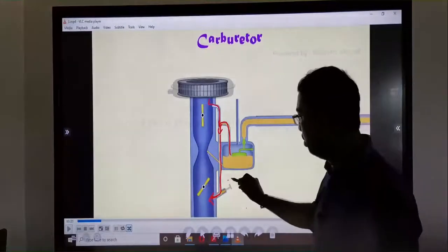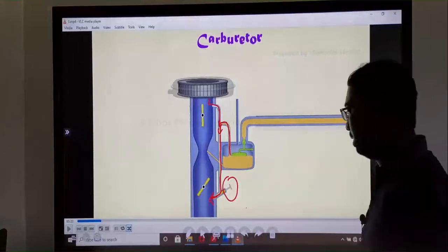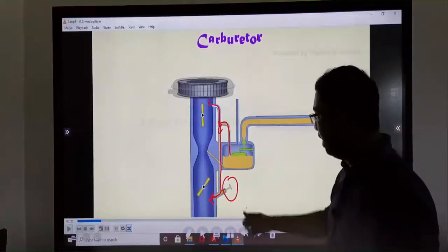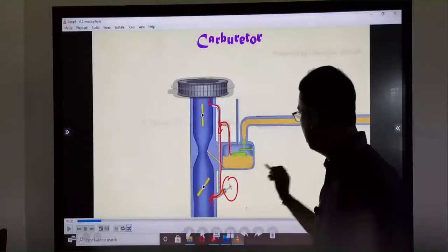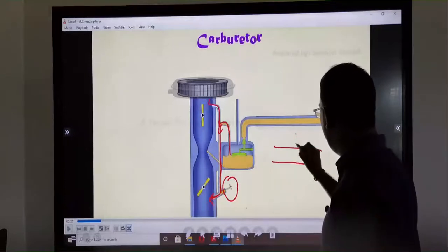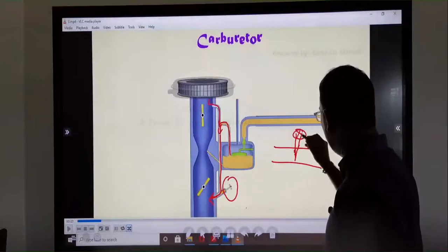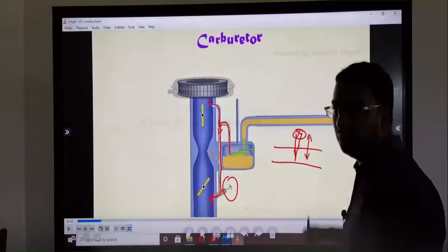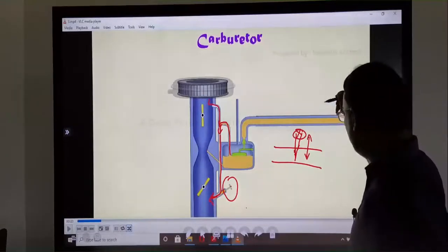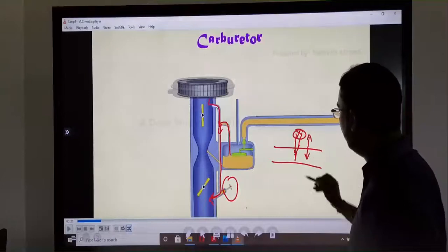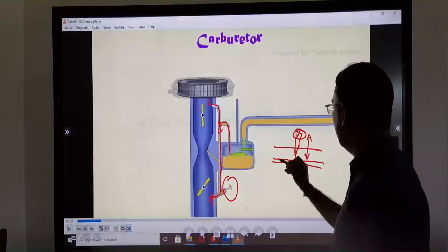There is a screw here. We call this the idle screw. We can see it on bikes and automotive vehicles. We can adjust the air mixture here. There is a needle on a rotating screw. We can adjust this needle from upwards to downwards, or downwards to upwards, and change the mixture level.